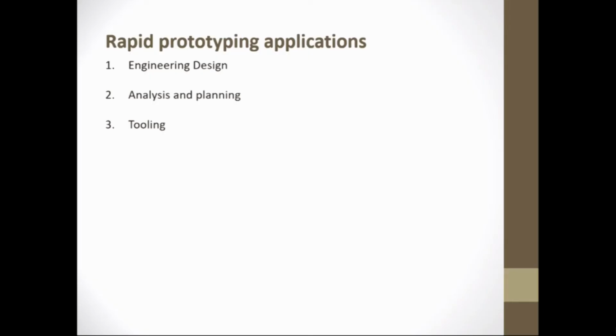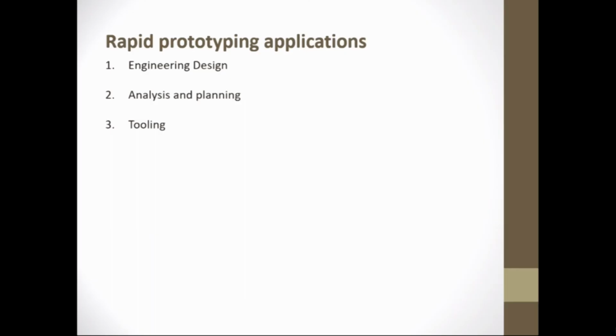So next we have a few applications of rapid prototyping. Rapid prototyping applications can be divided majorly into three sections. Number one, engineering design. Number two, analysis. Number three is tooling. In engineering design, we can consider some product that we need to manufacture in future. We can just design that product and produce a prototype. Now, designers are able to confirm their design by building the real model.